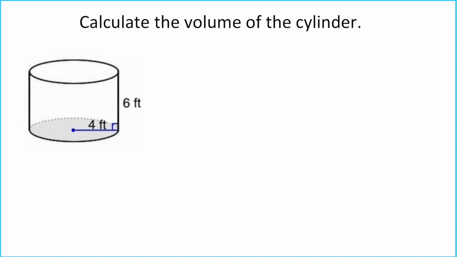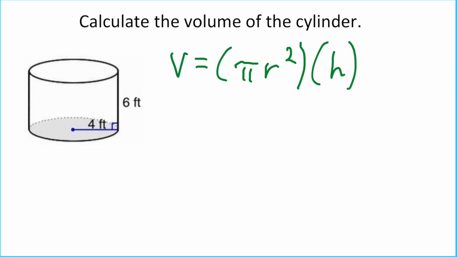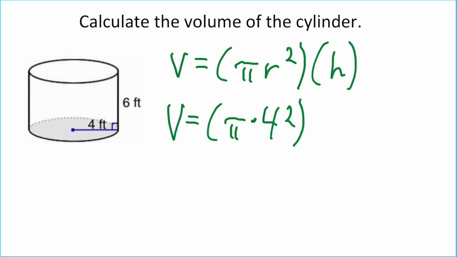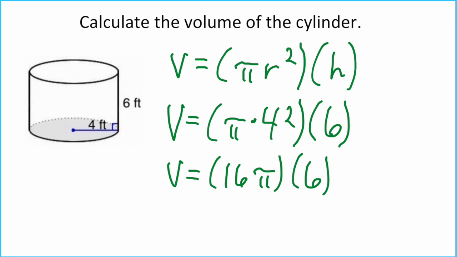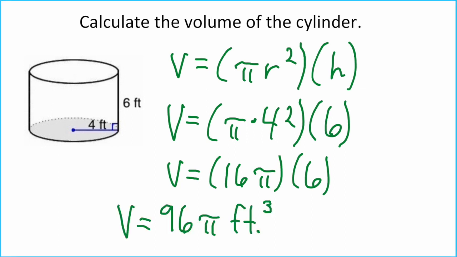Let's take a look at what happens when we have a cylinder. We're going to go pi r squared times the height, and our radius is 4. So we have pi times 4 squared, and the height, the distance between the circles, is 6. Now we can just start simplifying this and get 16 pi times 6. So that leads to 96 pi cubic feet.